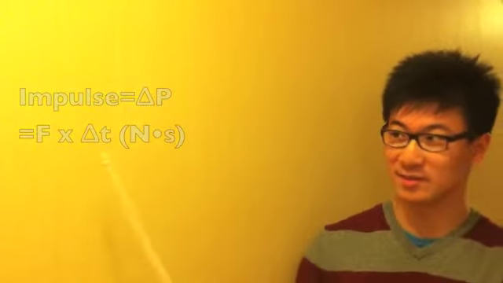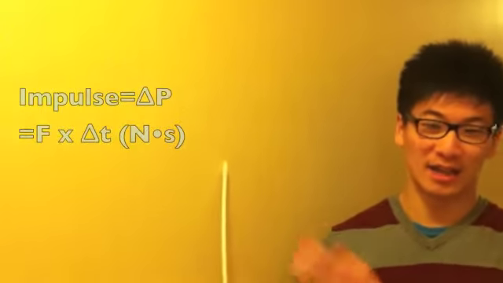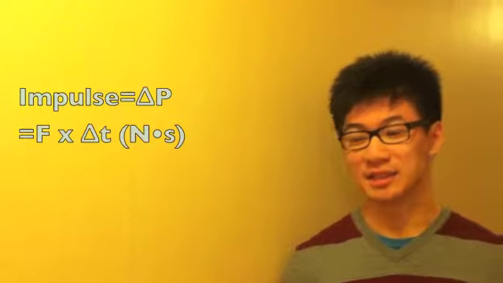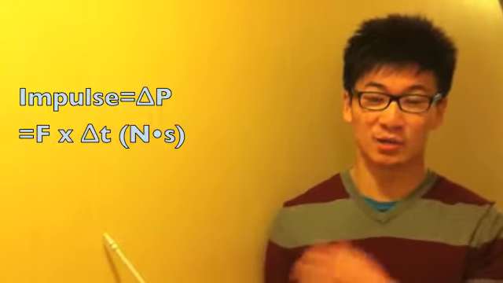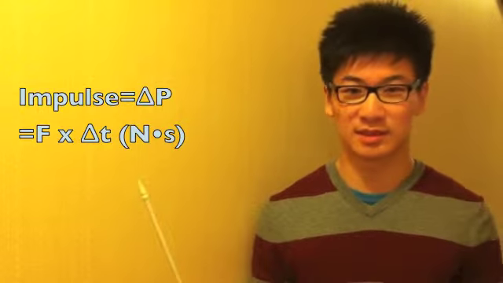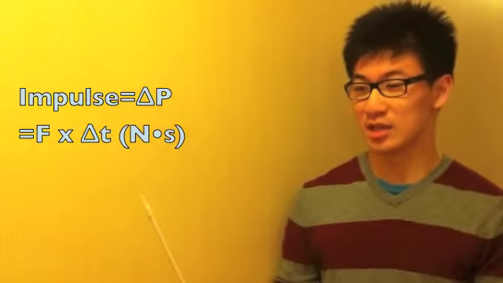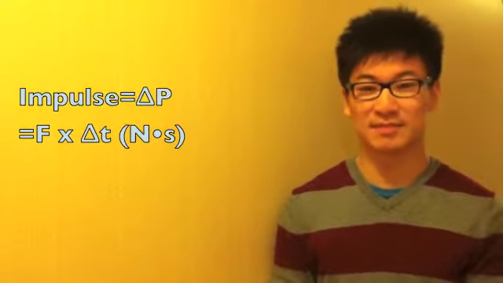Impulse is a different kind of momentum. It's directly proportional to the force applied to an object. You can determine it using the formula delta P equals F times delta T. And the units for it are newtons times seconds. Notice how this unit is equivalent to kilograms times meters per second. But for impulse, we're going to use newtons times seconds.